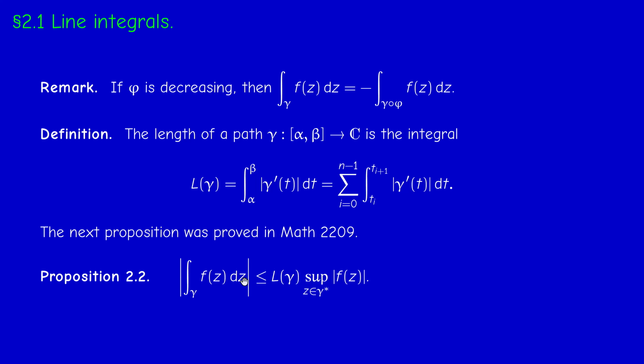And in principle, you have proved this estimate last year. The modulus of the integral is less than the length of the path on which I'm integrating times the maximum. This is really a maximum because usually f is continuous and gamma star is compact. This is a fundamental estimate that you shall use in practice on the exercises. It's not difficult to prove; you can just go back to the definition.